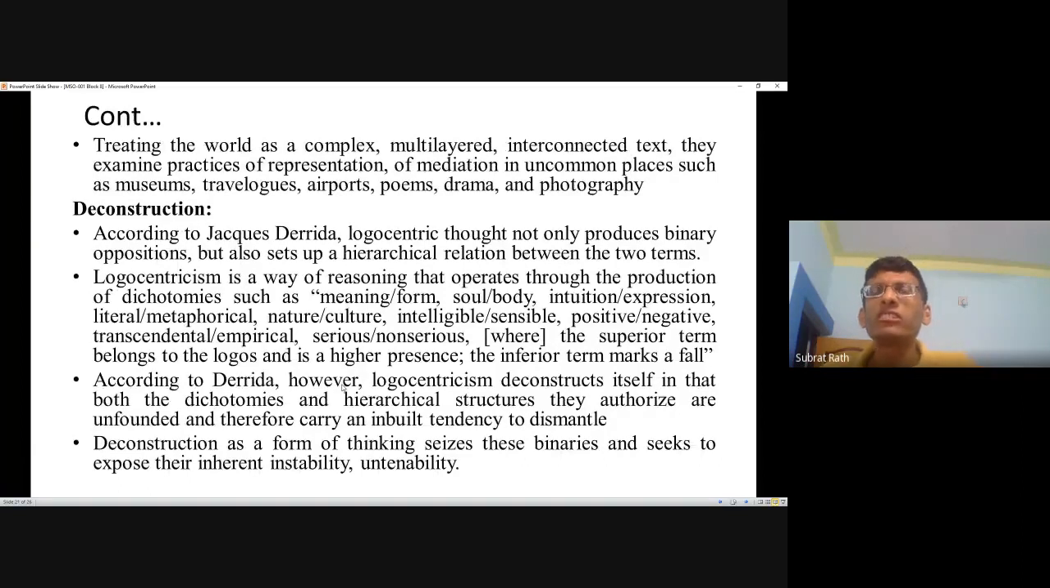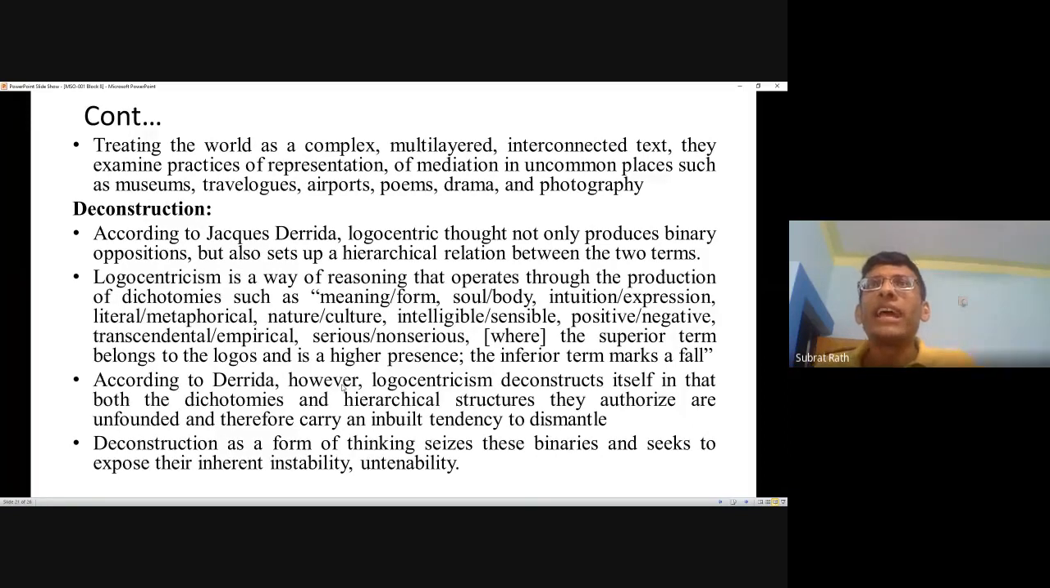Then comes deconstruction, given by Jacques Derrida. He deconstructs, he challenges what is already given to us. Rather, he is trying to deconstruct our thinking process by constantly bringing out a binary between two things in each and every aspect. For example, the binary between meaning and form, the binary between soul and body, the binary between literal and metaphorical, the binary between nature and culture.